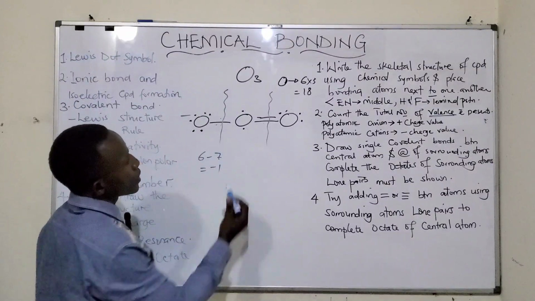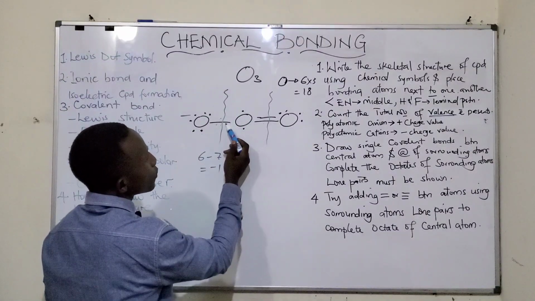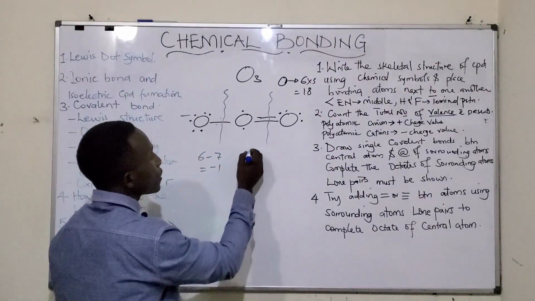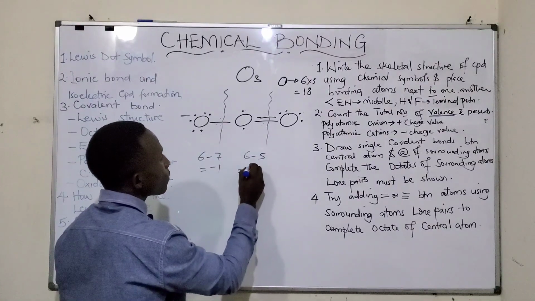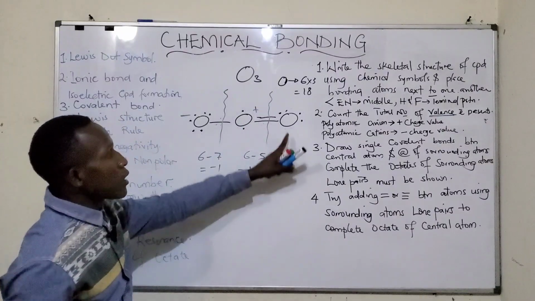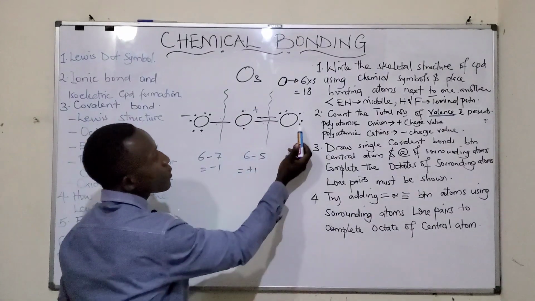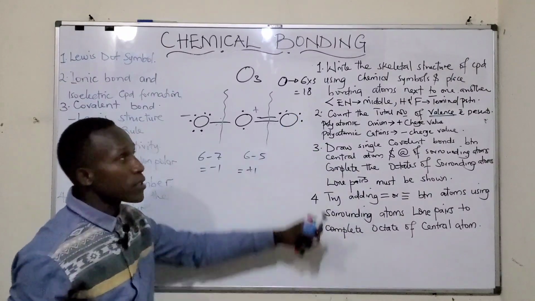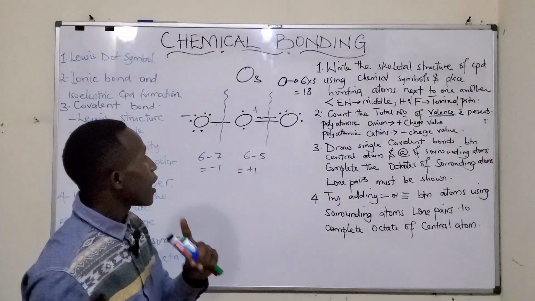This one is having 1, 2, 3, 4, 5. It's having 5 instead of 6. So it is 6 minus 5, so it will have positive 1. So we put a plus. When it comes to this one, it's having 1, 2, 3, 4, 5, 6. So it is the same as the isolated oxygen atom.